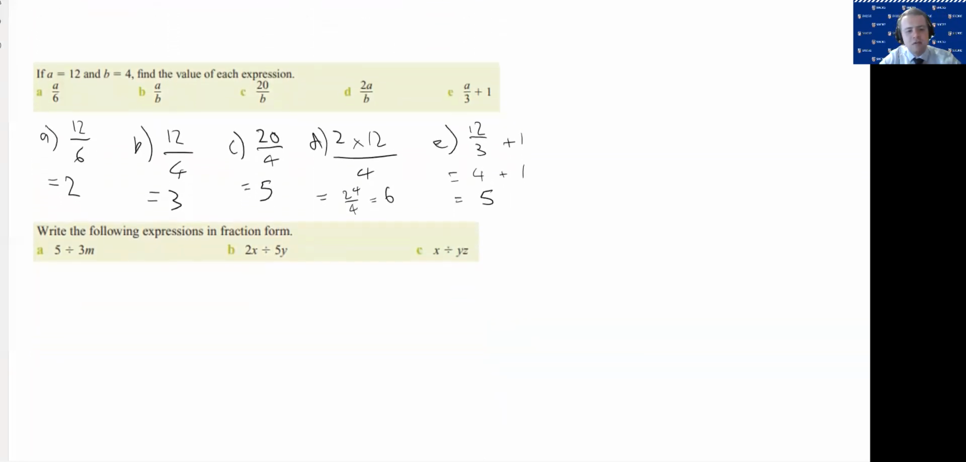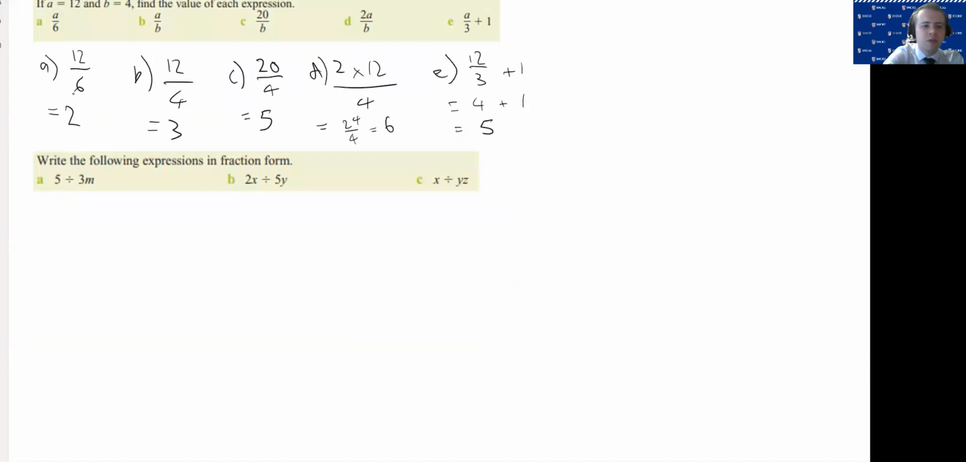So finally, write these in fraction form. We just simply have 5 over 3m. Okay, we write 3m underneath. B, we've got 2x on top, and then we've got 5y underneath. And then finally, we've got x over yz.